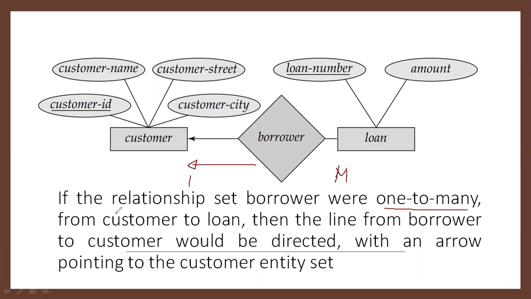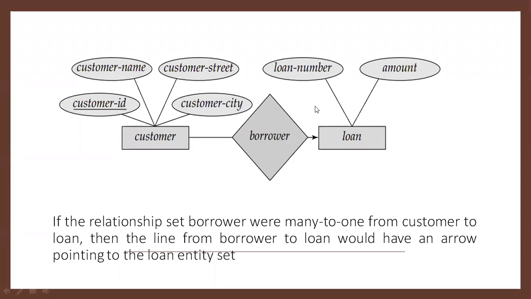I repeat, if the relationship set borrower were one to many from customer to loan, then the line from the borrower to customer would be directed as shown in the diagram. I hope you got this, how the relationship set borrower is shown from customer to loan as one to many. We'll clear this. This we have seen, one to many. Okay. Next we will see many to one.